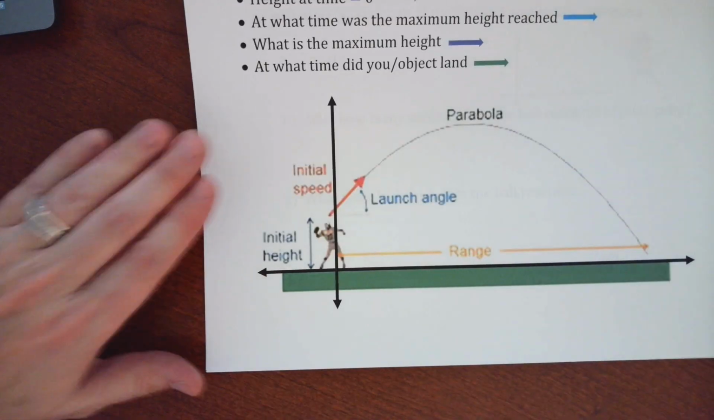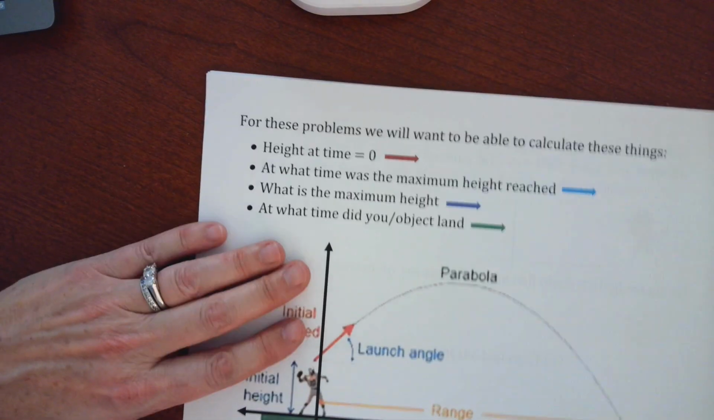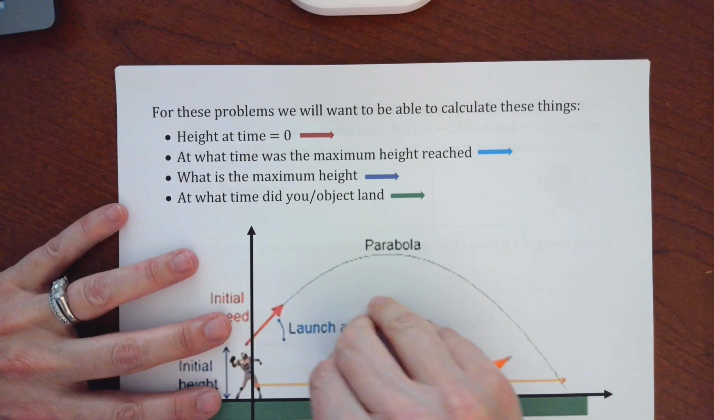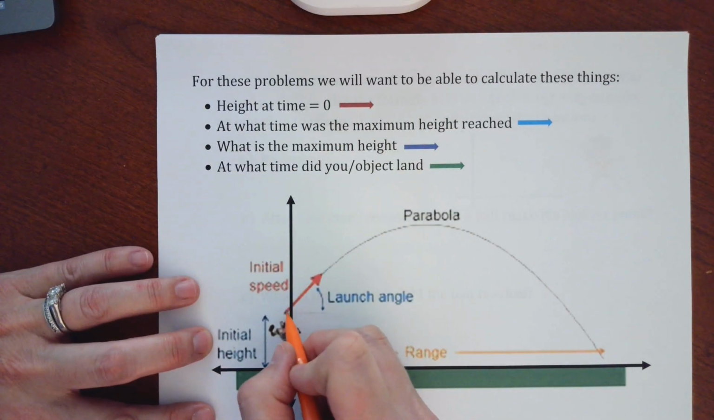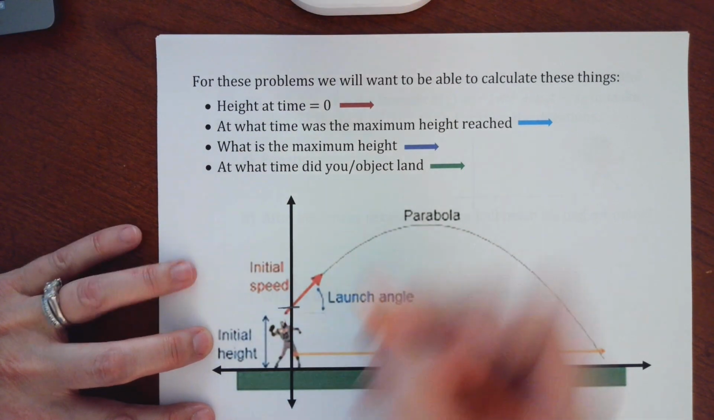All right, so let's take a look at some of the important pieces here. We're going to have to be able to find these things on a picture. All right, so our height at time 0. Our height at time 0 is right here. It's going to be our y-intercept.